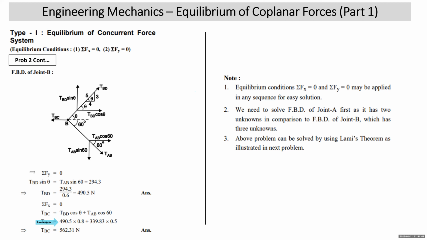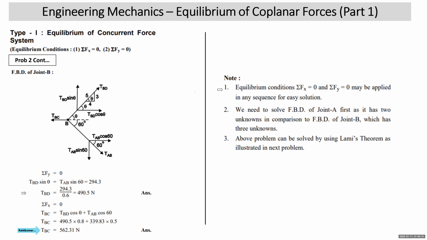But to begin with, we have not taken sigma Fx. We have taken sigma Fy. Sigma Fy is what? TBD sin theta, up, is equal to TAB sin 60. All right. Now TAB value is already known to me. Here I have substituted the value of TAB sin 60, that is 294.3. So you get TBD. Then sigma Fx equal to 0 gives you TBC is equal to TBD cos theta plus TAB cos 60. So TBD and TAB values are substituted, you get the tension in TBC. So this way, tension in all the 4 cords are arrived at.